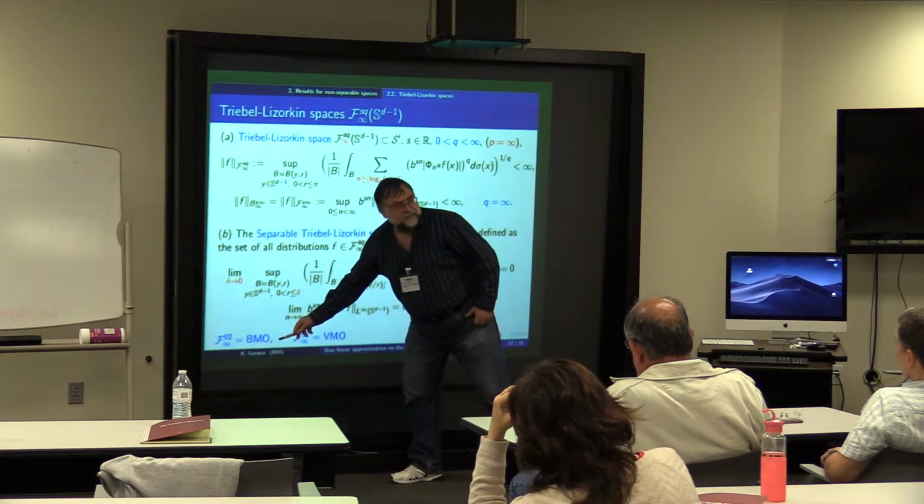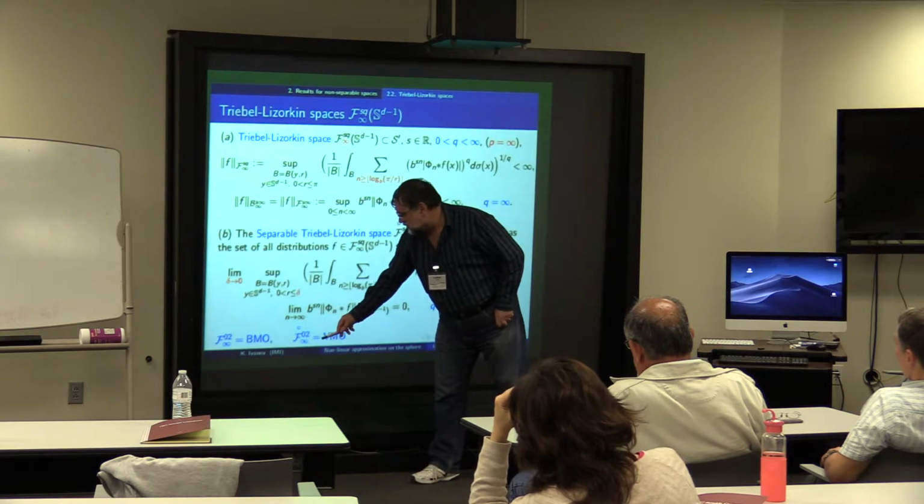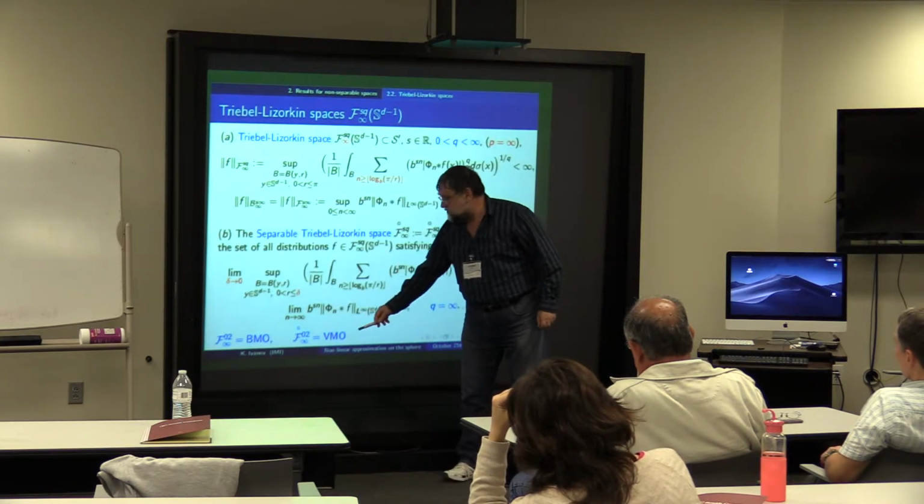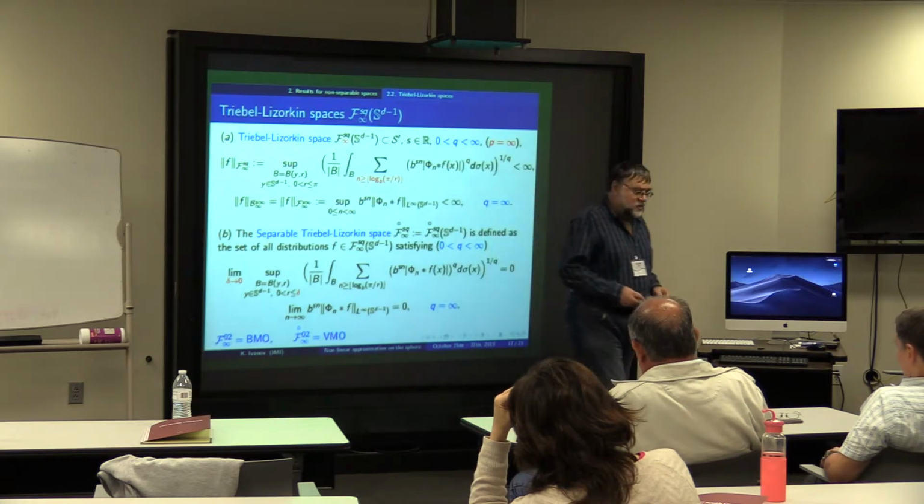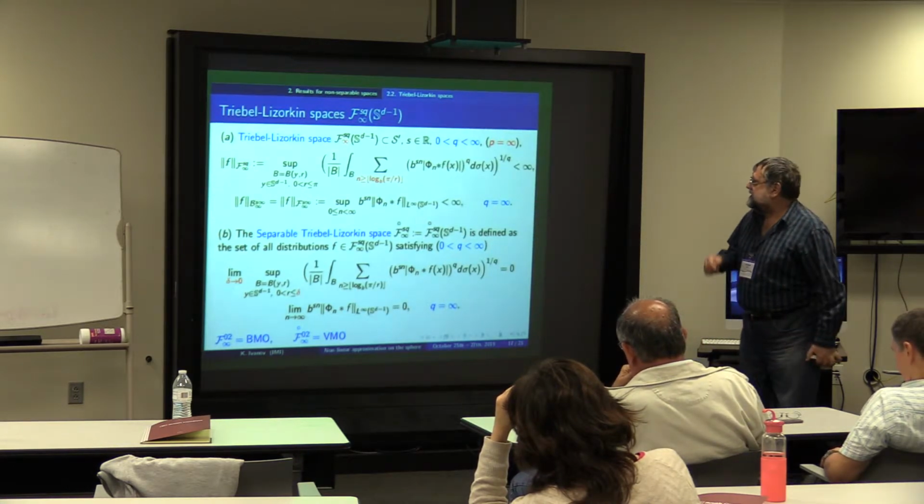Parameters 0 and 2, you get BMO. Parameters 0 and 2 here for the separable triple Kozlowski space, you get VMO. Okay, too many spaces.